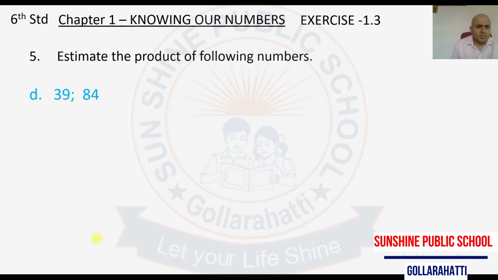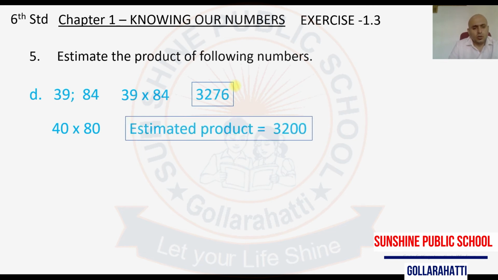Okay, next question, 39 and 84. When you multiply 39 and 84, the product will be 3,276. But when you take 39 as 40 and 84 as 80, 4 eights are 32. Therefore, the estimated product will be 3200.